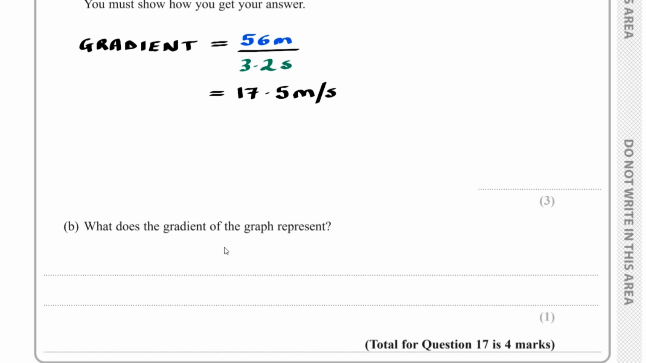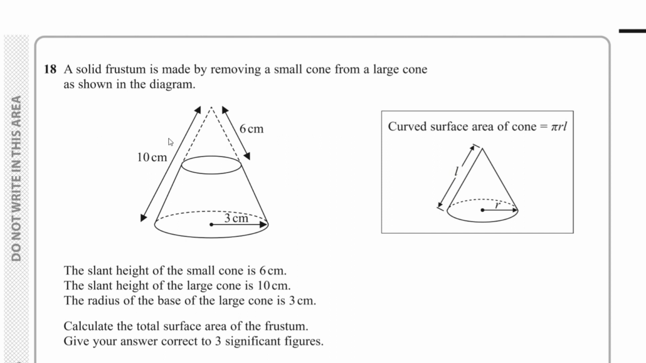Part B, what does the gradient of the graph represent? Well, here we've got units of meters per second, which means it represents the velocity. Question 18. A solid frustum is made by removing a small cone from a large cone, as shown in the diagram. The slant height of the small cone is 6 centimeters. The slant height of the large cone is 10 centimeters. The radius of the base of the large cone is 3 centimeters. We have to work out the total surface area of the frustum to three significant figures.